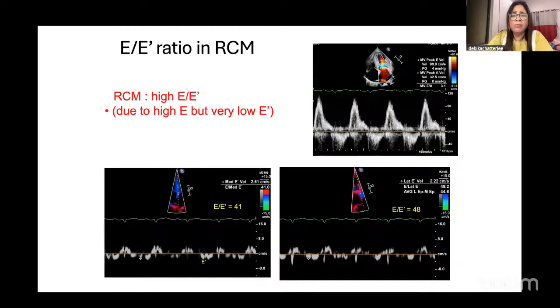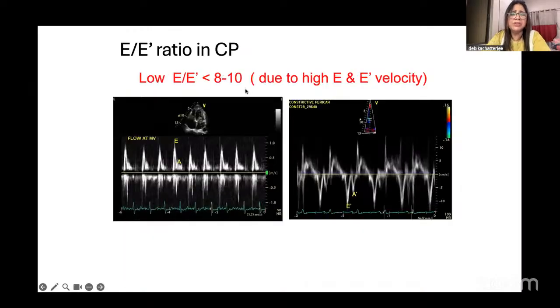So what will happen to the E by E prime? Here in conventional Doppler, we got a very tall E and small A in restrictive cardiomyopathy, but E prime is very small, so you will get a very high E by E prime. On the other hand, in constrictive pericarditis, I have already shown you the E wave is tall and E prime is tall, so a very low E by E prime, less than 8 or 10 is the ratio.